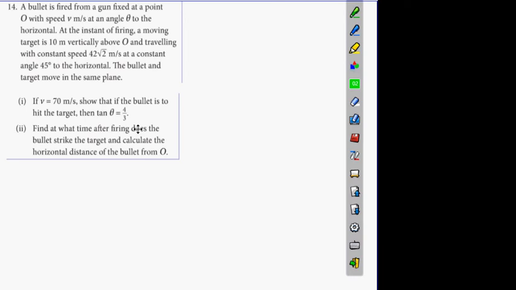Now this is an interesting one, okay? So it's not like the bird and the jet fighter one. We have a target at the start. Make it look like a target. The bullet is down here. Now, what's different about this one than the last one is that at the instant of firing, the moving target is 10 meters above. So at the start, we're talking about a 10 meter difference. And this guy is 10 meters here.